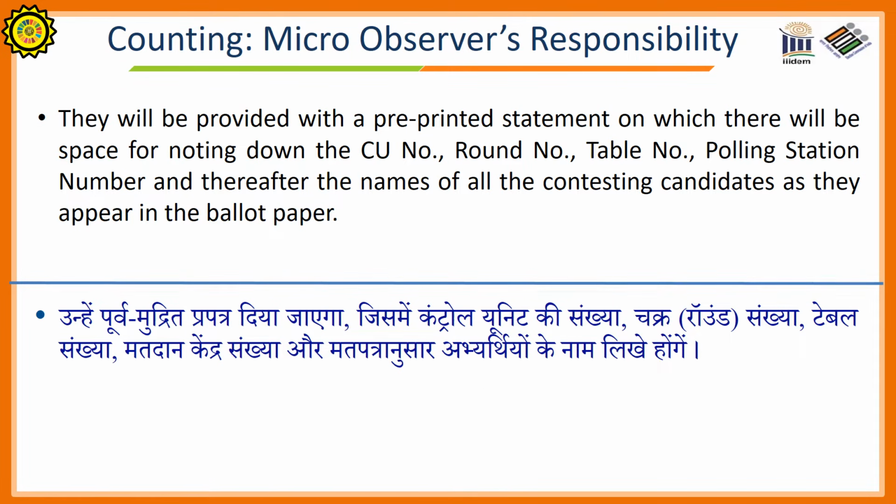They will be provided with a pre-printed statement on which there will be space for noting down the control unit number, round number, table number, polling station number, and thereafter the names of all the contesting candidates as they appear on the ballot paper.